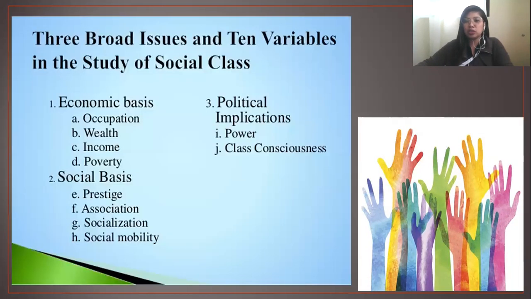There are three broad issues and 10 variables in the study of social class. First, we have the economic basis. Under the economic basis, we have occupation, wealth, income, and poverty. Next is the social basis, which includes prestige, association, socialization, and social mobility. And then political implications include power and class consciousness. Again, these are the three broad issues, and under them are the variables in the study of social class.